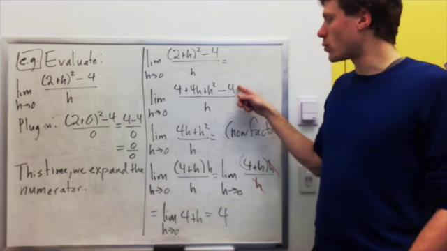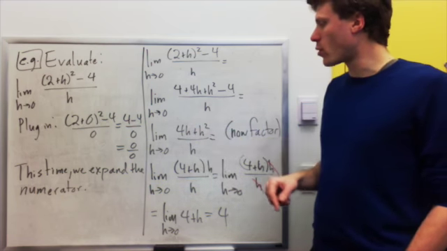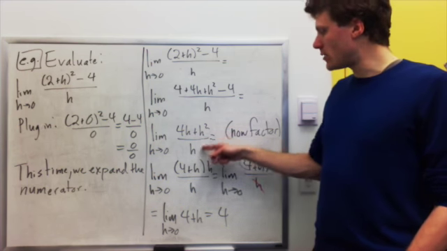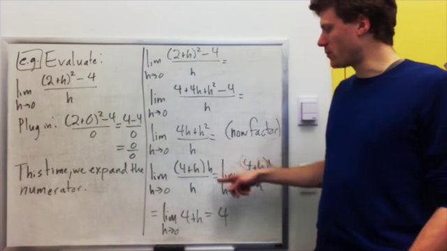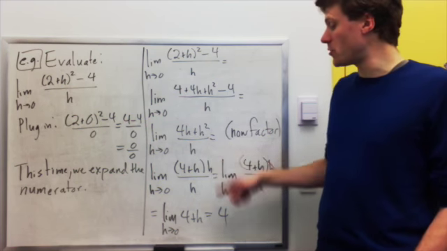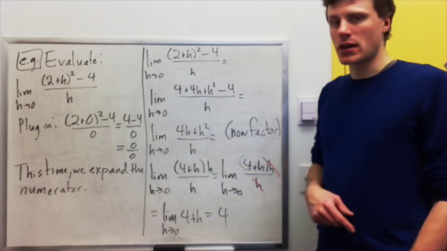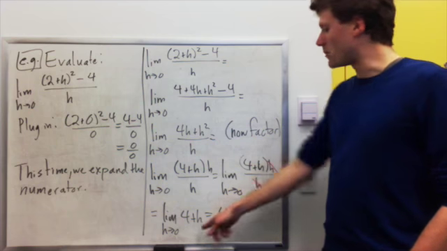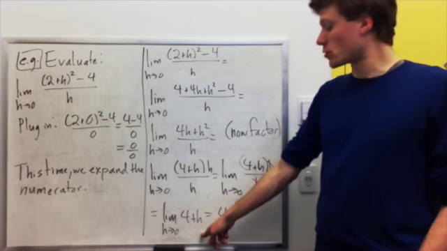4 and negative 4 cancel out to leave me with 4h plus h squared over h. And now I can factor. Now I see my common factor of h. I factor an h out on top, leaving me with 4 plus h times h. Now the h in the denominator and the factor of h in the numerator cancel out. I'm left with the limit as h approaches 0 of 4 plus h.